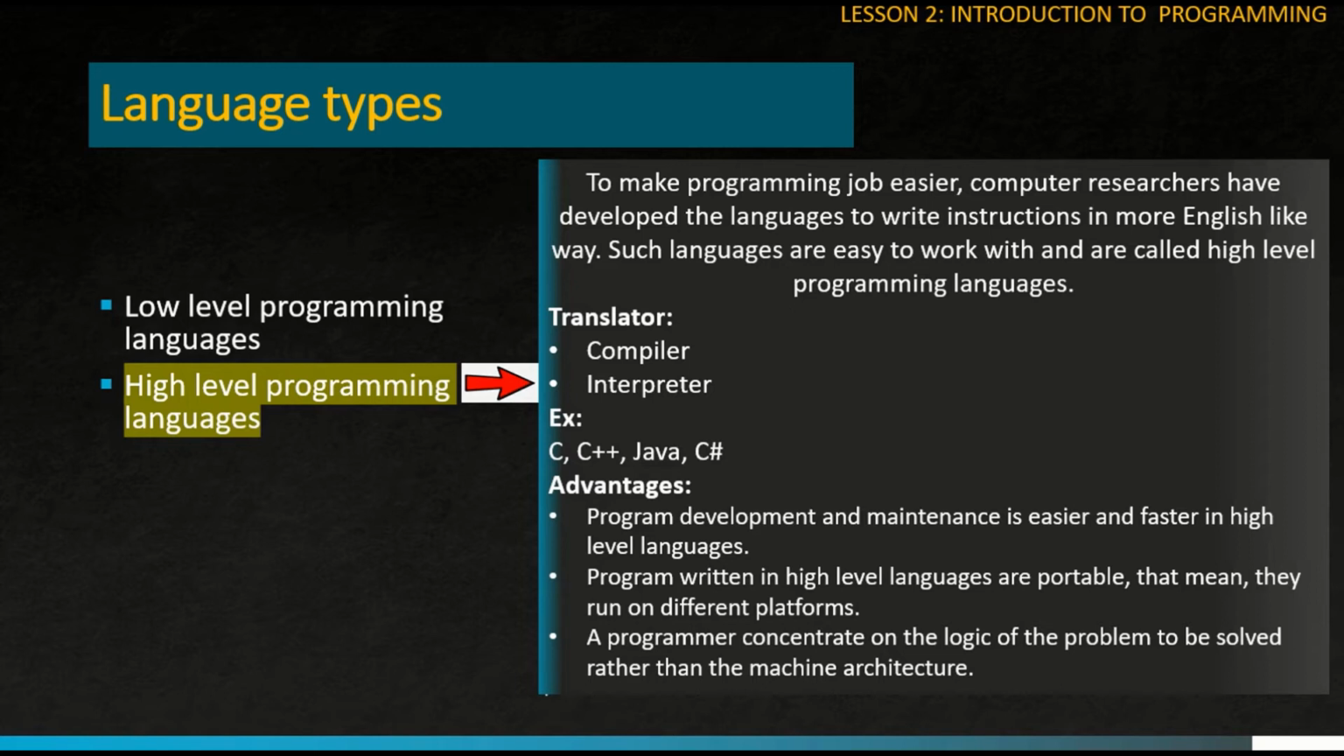High-level languages have many advantages over low-level languages, such as program development and maintenance is easier and faster in high-level languages. Programs written in high-level languages are portable. That means they run on different platforms. Another advantage is, a programmer concentrates on the logic of the problem to be solved, rather than the machine architecture. I hope that you now have better understanding of low and high-level languages.